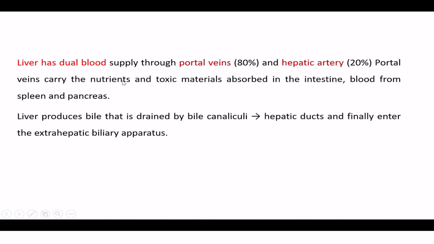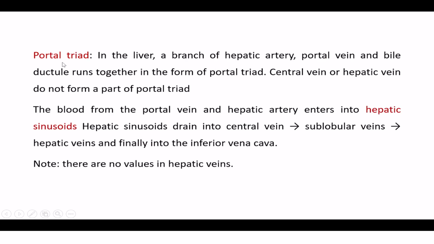So liver has dual blood supply, as I said earlier. The portal veins carry 80% of blood and hepatic artery carries 20% of the blood. Portal vein carries the nutrients and toxic materials absorbed in the intestine and blood from the spleen and pancreas. The liver produces bile that is drained by bile canaliculi and through the hepatic ducts and finally enters the extrahepatic biliary apparatus.